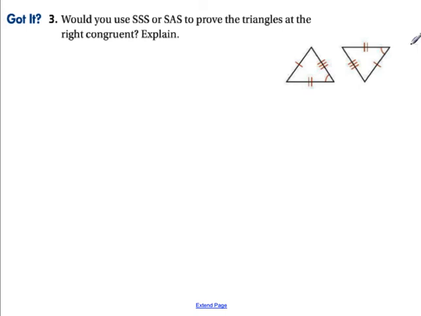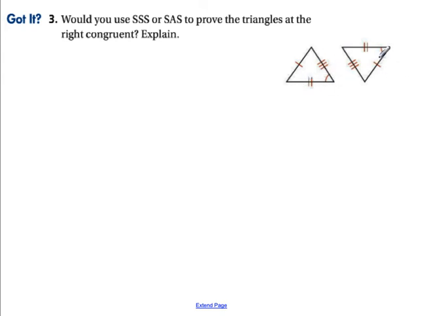All right, this one is kind of tricky, I thought. Would you use side, side, side, or side, angle, side to prove that the triangles are congruent? Well, we could use side, side, side, right, because we're given that. Could we use side, angle, side? And the thing you have to look at for side, angle, side, this side has the 2 hash marks and the 3 hash marks, so the angle is between the sides that have 2 and 3 hash marks.